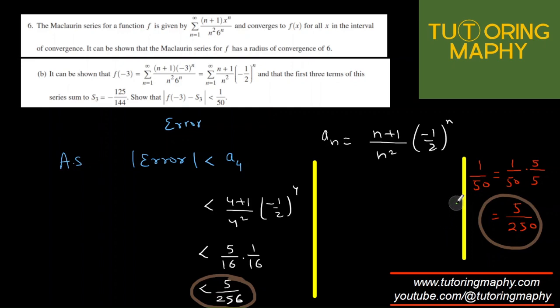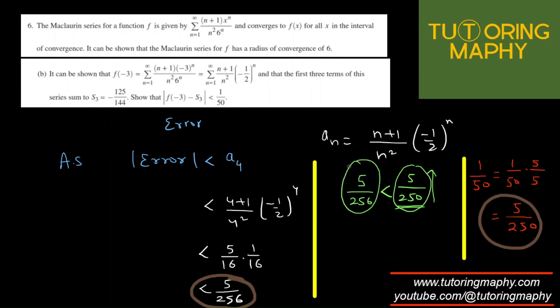Obviously, 250 is the one with the smaller denominator, and a smaller denominator is going to give a bigger number, right? So can I say that 5 over 256 is less than 5 over 250? We just agreed on this, right? Less denominator means a greater fraction. So that's what I'm saying, that this is greater than this.